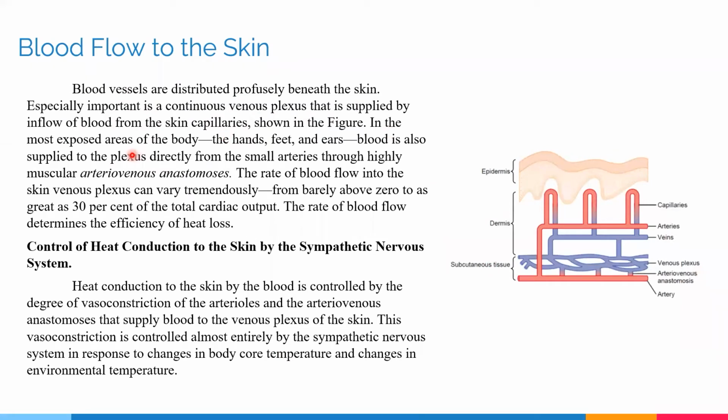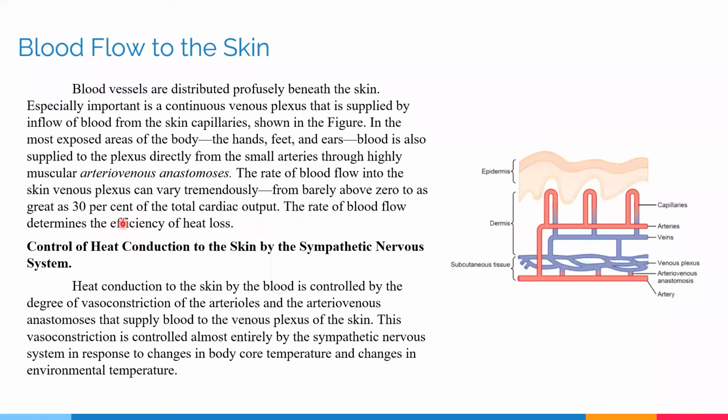In the most exposed areas of the body, the hands, the feet, and the ears, blood is also supplied to the plexus directly from the small arteries through a highly muscular arteriovenous anastomosis. The rate of blood flow into the skin venous plexus can vary tremendously, from barely above zero to as great as 30% of the total cardiac output.